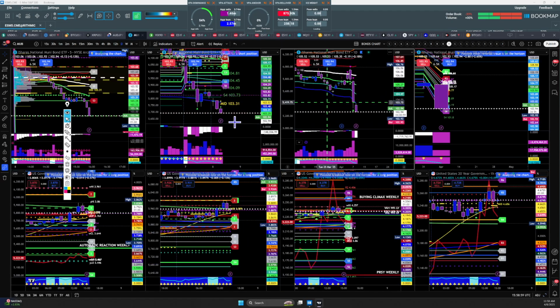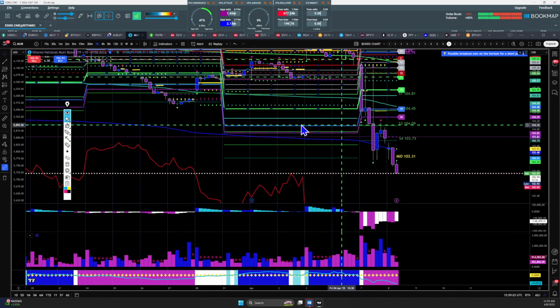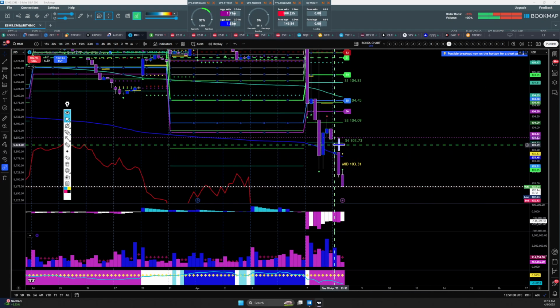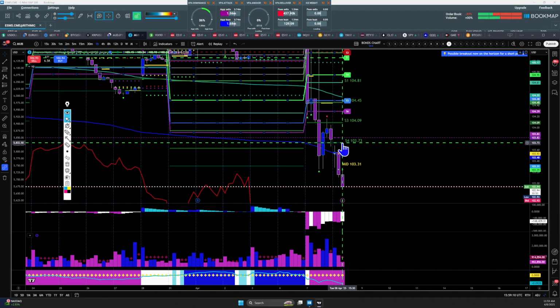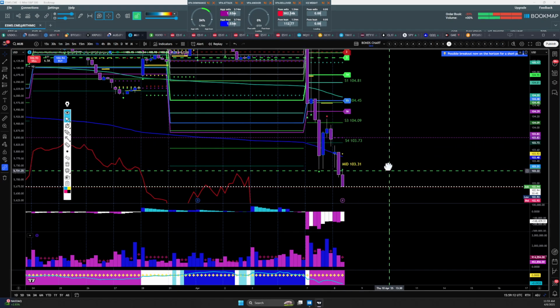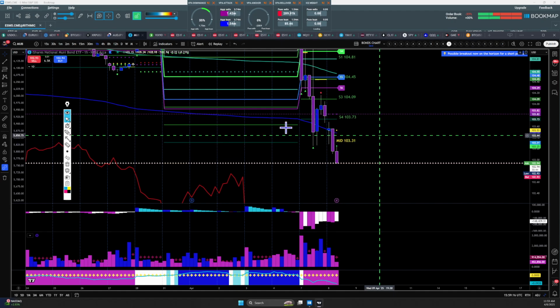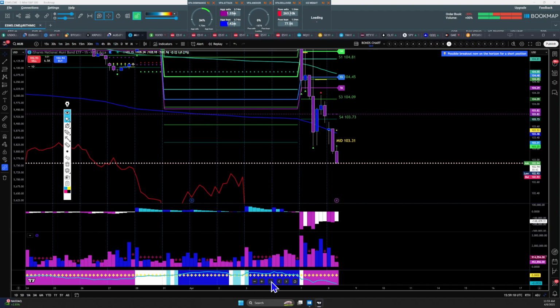Let's see on the weekly here. On the weekly, we already broke down from the weekly floor pivot S4 level 103.73. So definitely strong bearish move. Nobody wants US bonds. Right.